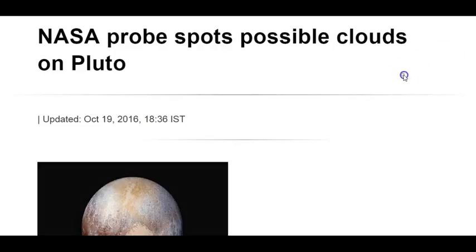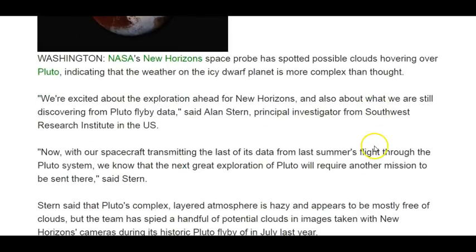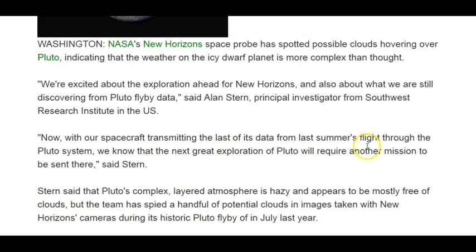The spacecraft was launched by NASA to study the structure of Pluto and its moons. So the main objective of the New Horizons space probe is to do research on Pluto and its moons. Pluto is a dwarf planet.